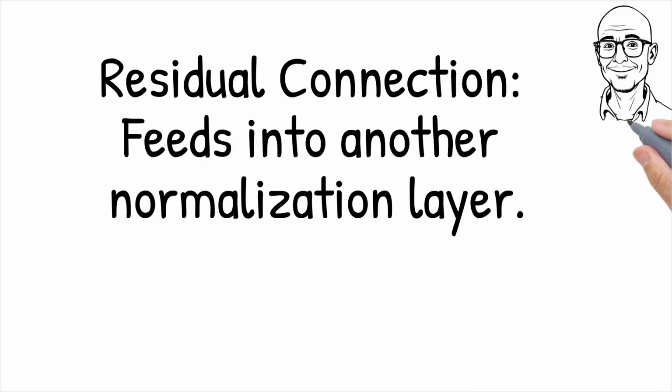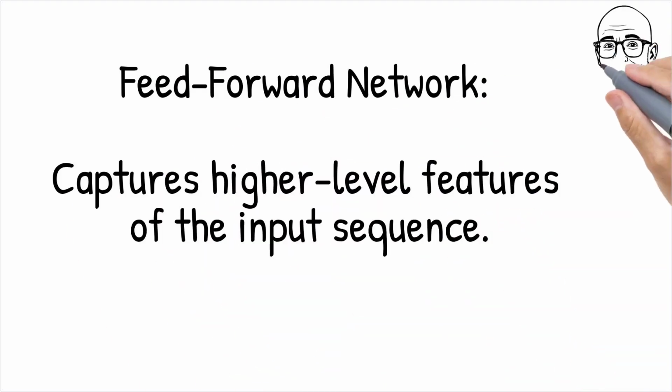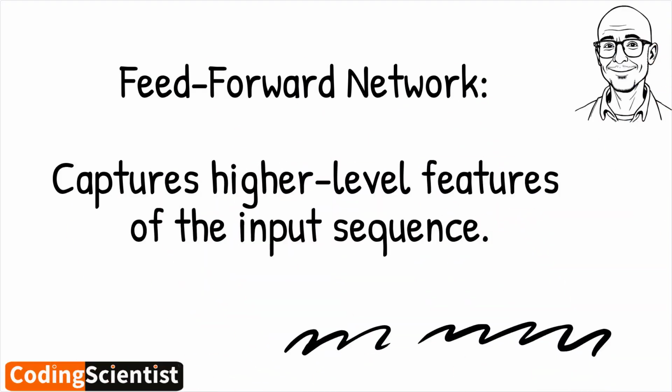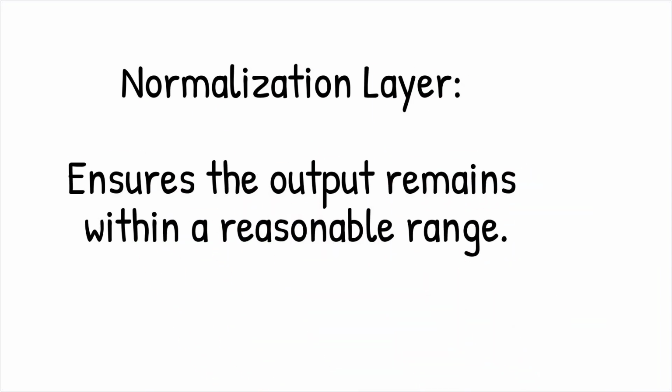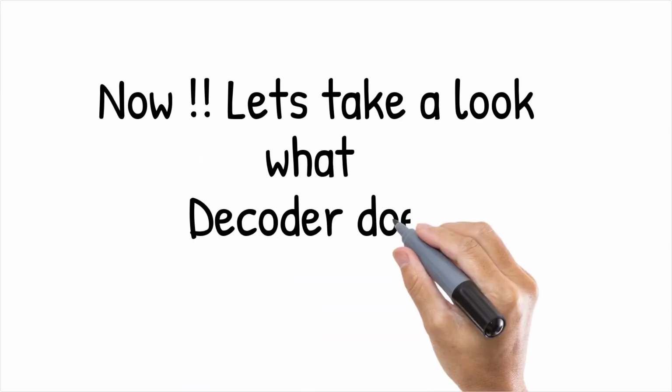Residual connection feeds into another normalization layer. Feed-forward network captures higher-level features of the input sequence. Normalization layer ensures the output remains within a reasonable range.